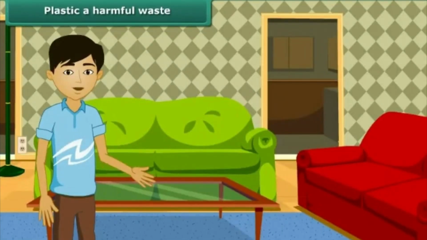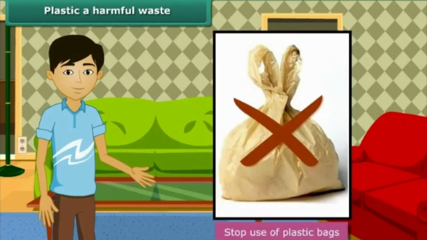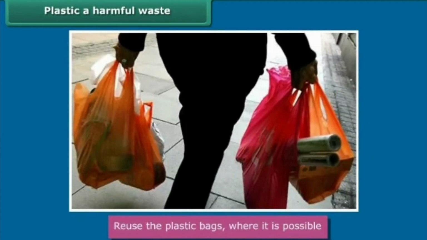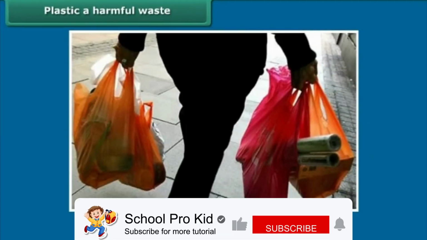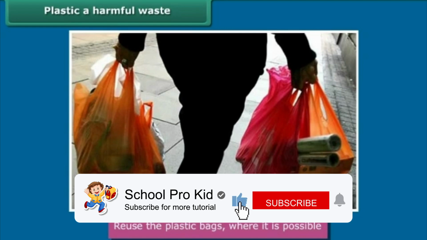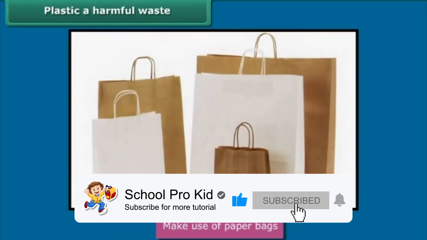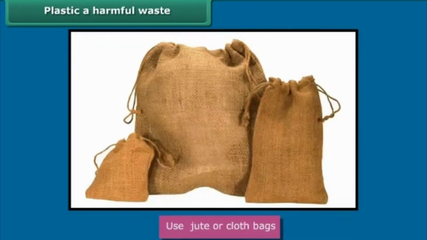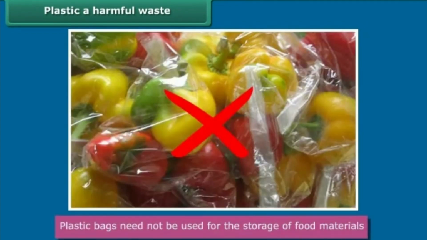We should follow the following methods during disposal of plastics. Stop use of plastic bags. If you use, reuse the plastic bags where it is possible. Make use of paper bags. Use jute or cloth bags. Plastic bags need not be used for the storage of food materials.